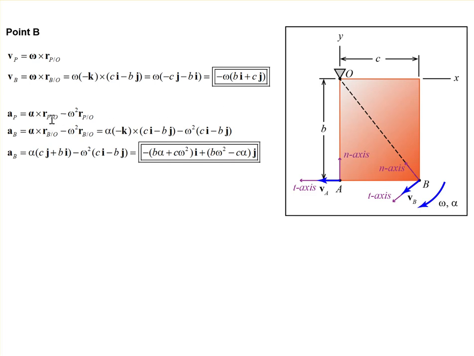All right, we do the same for the acceleration. The acceleration is alpha cross r minus omega squared r. And again, r of B relative to O. If you're standing at O, how do you get to B? Again, you would take the cross products and get the final answer. In this way, we don't have to worry about geometry transposing the nt axes into the xy axes. It just goes directly.